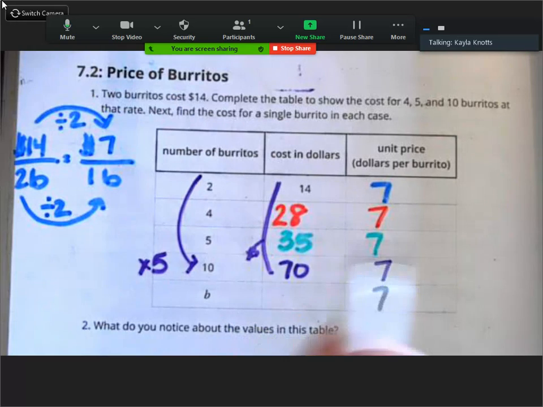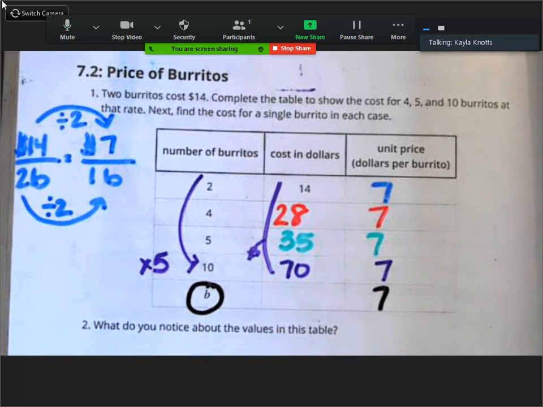And as you can see here, I have a B. That B is a variable. That means it's standing in for a number, but we don't know what that number is. The number could be 100. It could be 1,000,000. It could be 3. It's just saying, I don't know how many burritos I need, but I can write an expression to find the total.